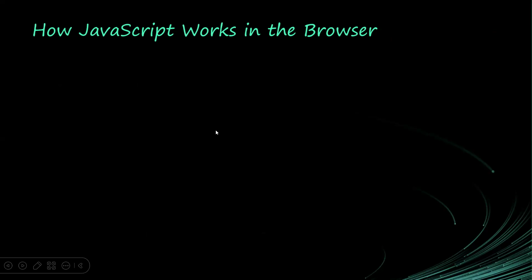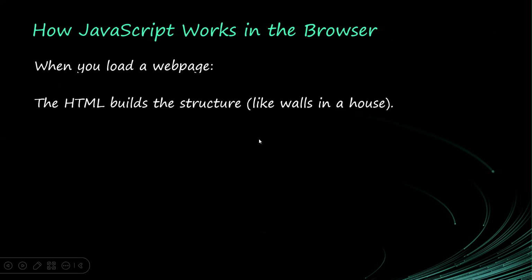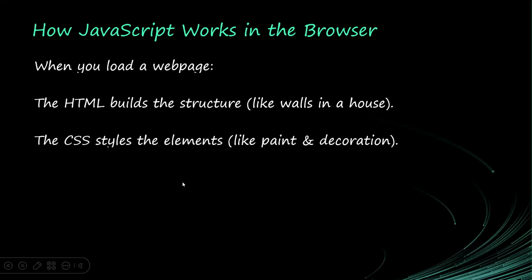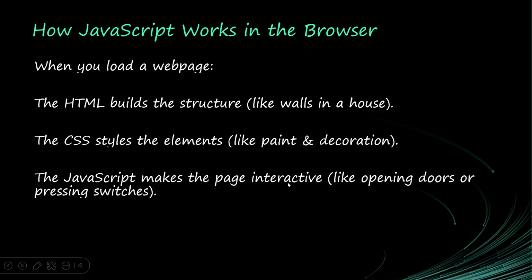So let's take a look at how JavaScript works in the browser. When you load a web page, the HTML will build the structure. You already know this. The browser will parse the HTML and build the structure, the DOM object. The HTML that builds the structure is like the walls in the house. You use CSS to style the elements, like painting and decoration. But then JavaScript makes the page interactive, like opening doors, pressing switches, opening windows, or anything you can do inside a house. Those interactions are done by JavaScript.